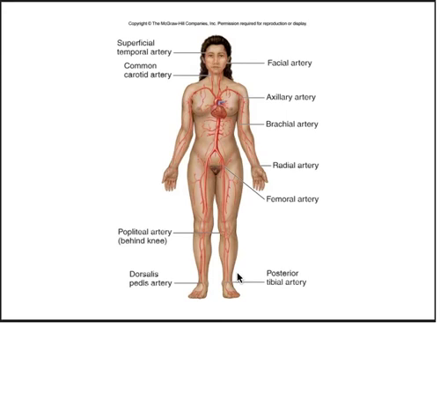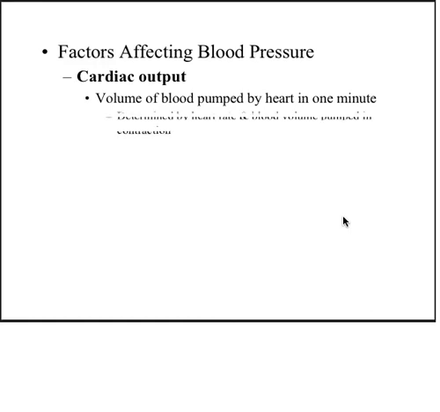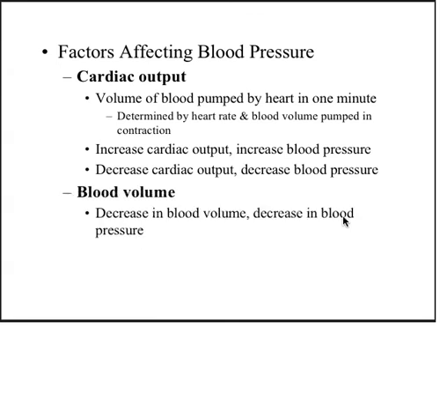So what are some factors that affect blood pressure? Well, cardiac output, the volume of blood pumped by the heart in a single minute, which is determined by the heart rate and the blood volume pumped during a contraction. An increase in cardiac output is going to cause the blood pressure to climb, and a decrease is going to cause the blood pressure to drop. Blood volume is also going to have a role. An increase in blood volume will cause blood pressure to rise, while a decrease in blood volume will cause the blood pressure to drop because there's less fluid, in that case, pushing on the vessel walls.